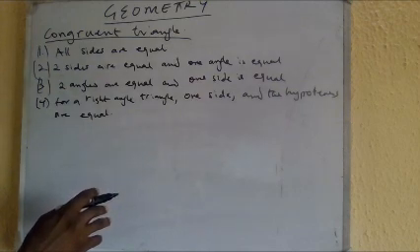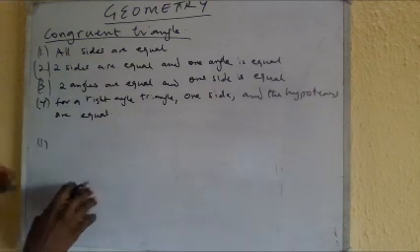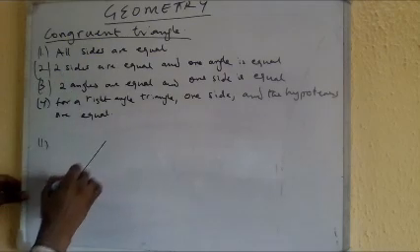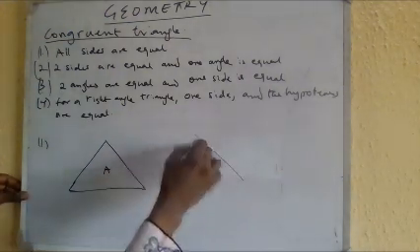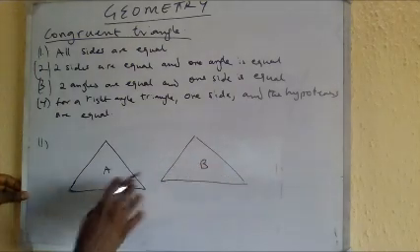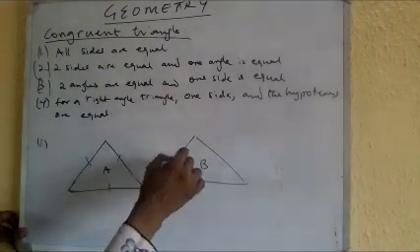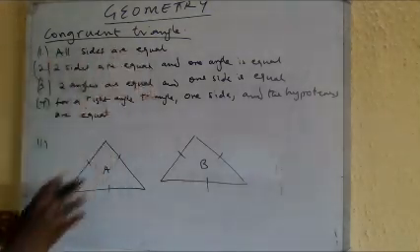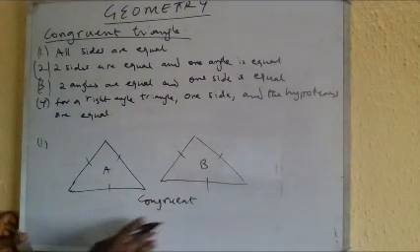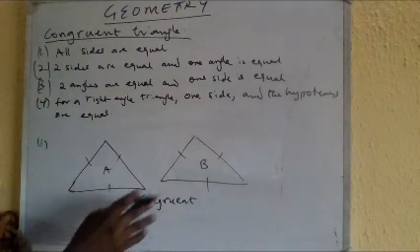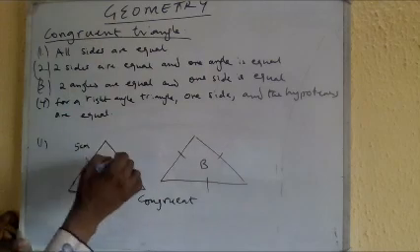For condition number one, I want to use a diagram to explain it. If I have a triangle like this, triangle A, and this triangle B, these two triangles are congruent, or the same, if all the sides are equal. That's what number one means. You see that all the sides are equal. So if I have 5 cm, 6 cm, 7 cm here.